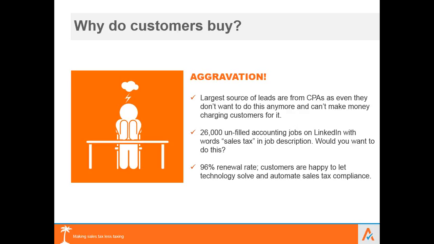We have a 96% renewal rate. Our customers are very happy to let technology solve and automate sales tax compliance. The way I like to think of it is, think about what your life was like before you had a GPS system. We either had those big giant maps that you would unfold in your car and look at, or MapQuest, where you'd look it up, print it out, and take it with you in the car. Now there's GPS and Google Maps and all the great stuff. None of us, given the choice, would ever go backwards and choose one of those other options.